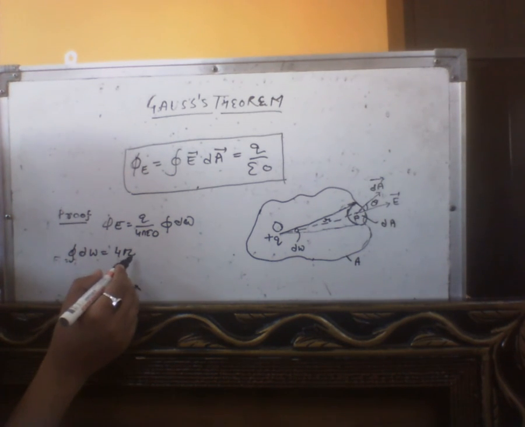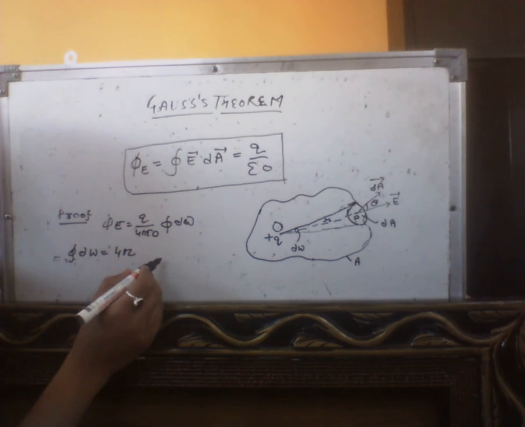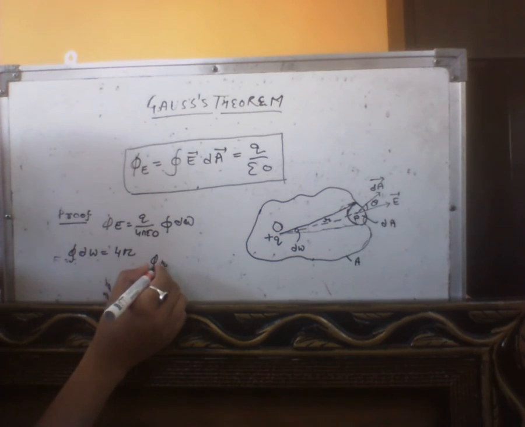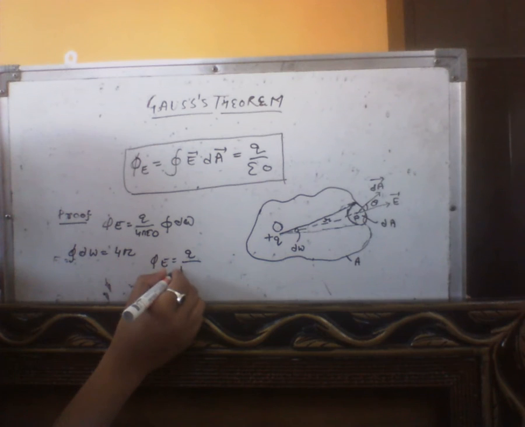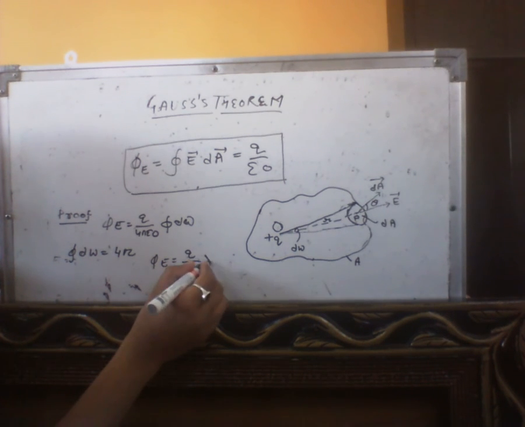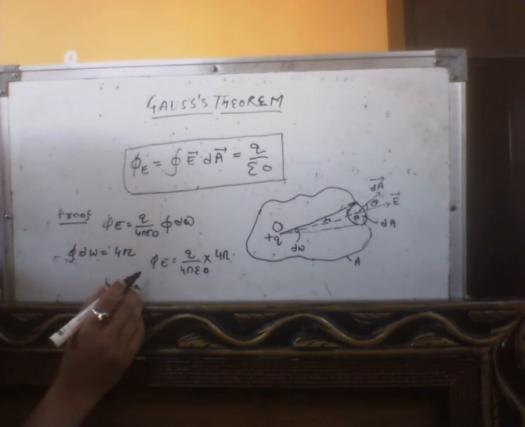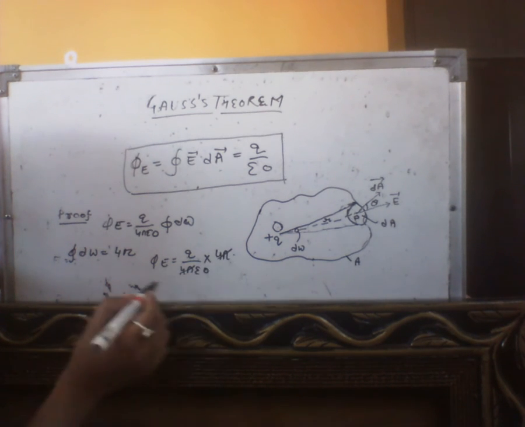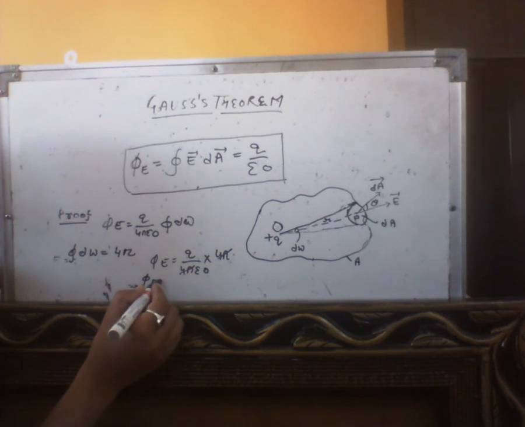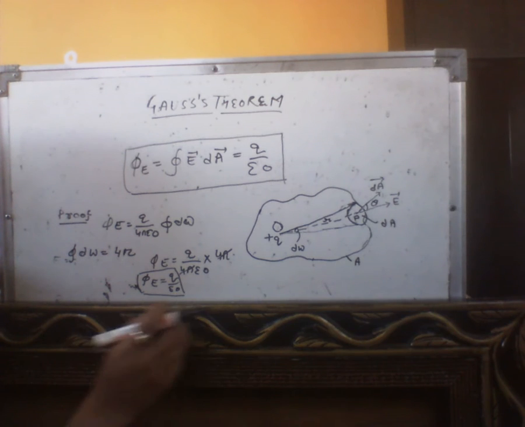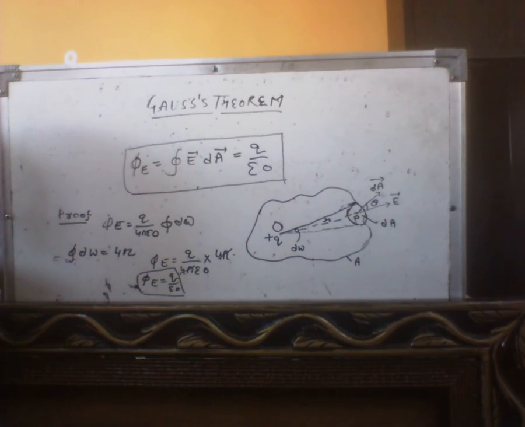So substituting the value of d omega as 4 pi in this equation, we will get phi is equal to q upon 4 pi epsilon naught times 4 pi. 4 pi will cancel 4 pi. So we have proved the Gauss law, q upon epsilon naught. This is the value of total flux emerging out from this surface. This is the result which we have to prove.